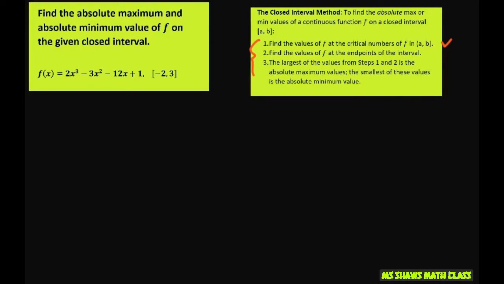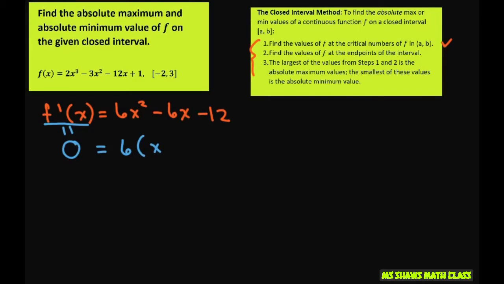So we take the derivative: f prime of x is going to equal 6x squared minus 6x minus 12. Now we're going to set this equal to 0 to find the critical numbers. I'm going to go ahead and factor out a 6 first and get x squared minus x minus 2. Let's see if I can factor this. Yes, I can. So this is 6 times x minus 2 times x plus 1, and that gives you 0.